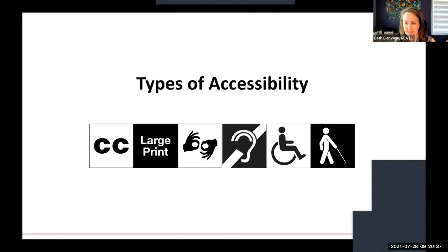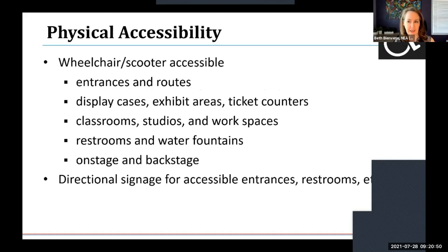So the types of accessibility, we're going to get into that briefly. On the screen are the same accessibility symbols that we had on a previous slide. So for physical accessibility, we also have the little wheelchair symbol in the corner. I need to update this slide because for physical access, I mentioned wheelchair and scooter, making sure that it's wheelchair and scooter accessible, but this applies to all mobility disabilities, not just those who use wheelchairs and scooters. So this includes entrances and routes throughout your building or your grounds, display cases, exhibit areas, ticket counters, classrooms, studios, and workspaces, restrooms and water fountains.